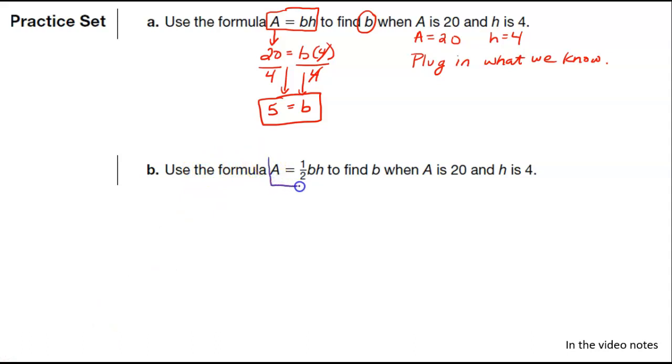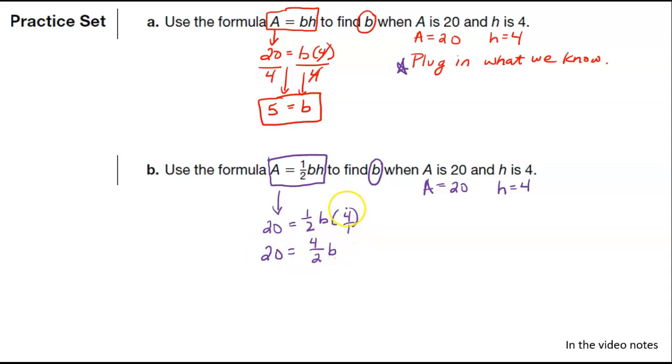Use the formula A is equal to 1/2 base times height, that's the area of a triangle, to find base when A is 20 and H is 4. So we're going to plug in what we know. So A is 20, is equal to 1/2 B, which I don't know, times 4. So I know that, let's see, this is going to be 4 over 2, B, because this is 4 over 1, and all I did was multiply these two things, which gives me 2B. Now I can divide, and I get B is equal to 10.